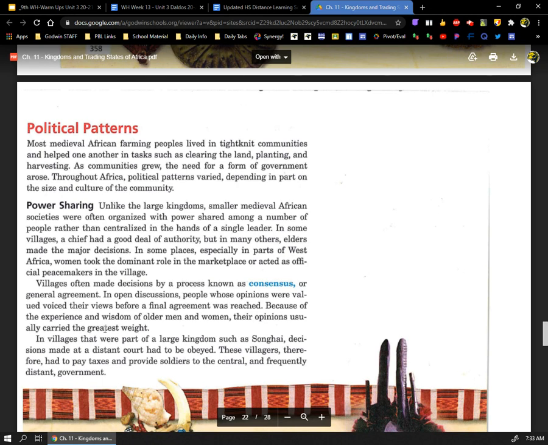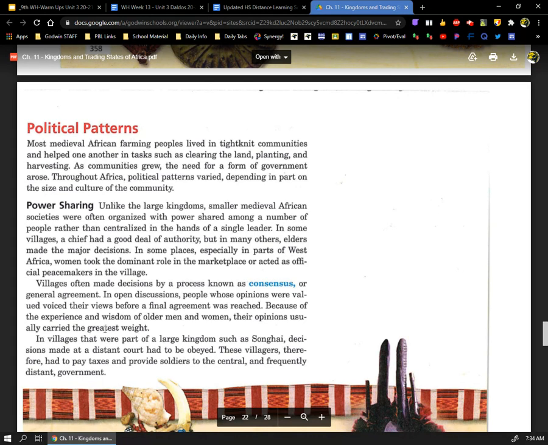Villages often made decisions by a process known as consensus, or general agreement. In open discussions, people whose opinions were valued voiced their views before a final agreement was reached. Because of the experience and wisdom of older men and women, their opinions usually carried the greatest weight.